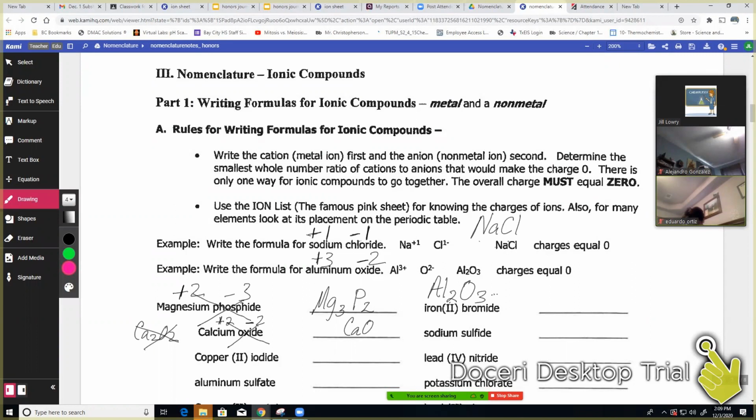All right. So if you have a transition metal, it's like a little cheat sheet.